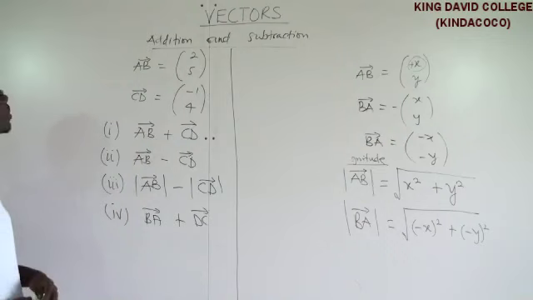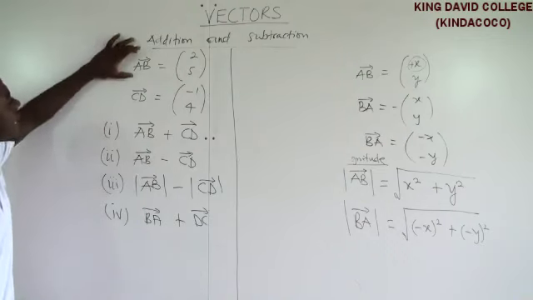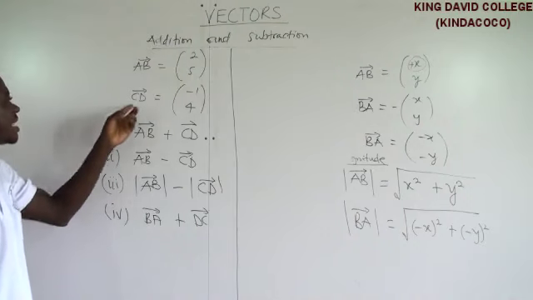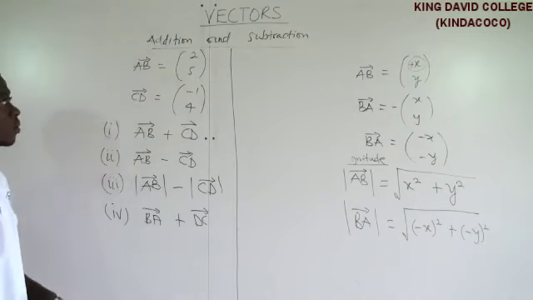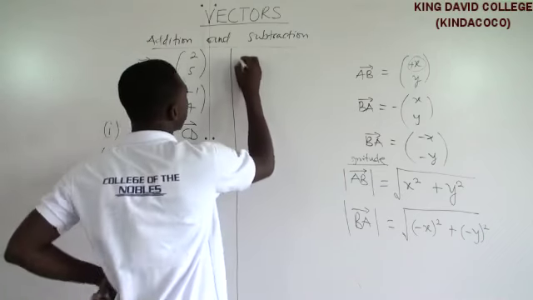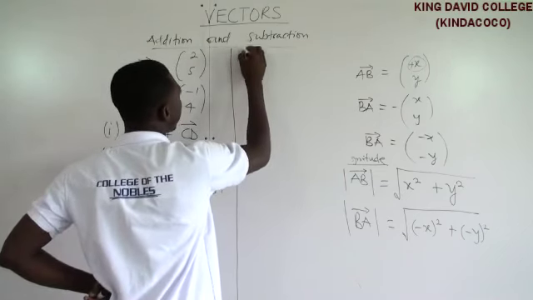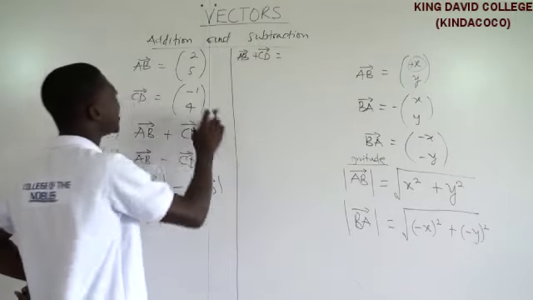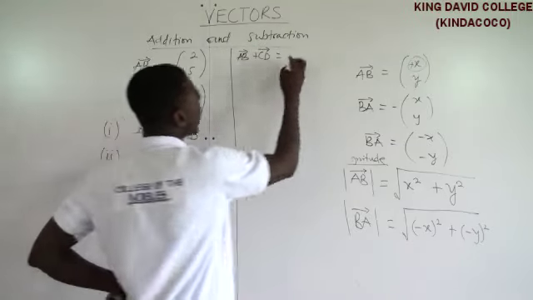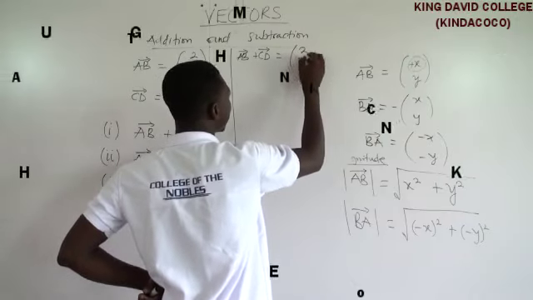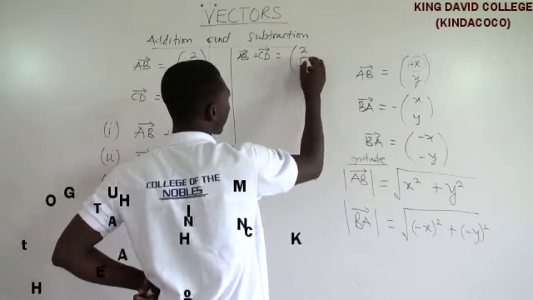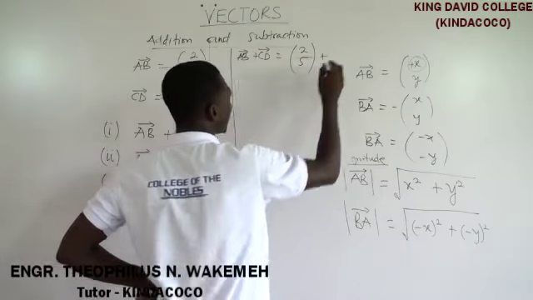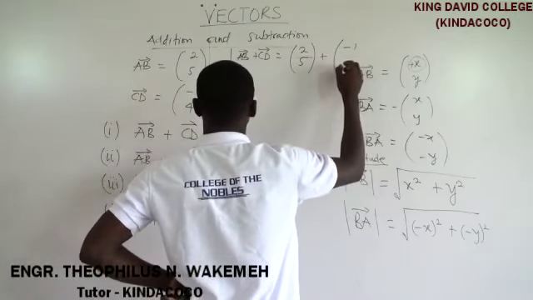So now what do we do here? We know our vector AB to be 2 and 5, and our vector CD to be minus 1 and 4. So if we are looking for the sum of AB plus CD, it's just going to be this vector plus this vector. So this is going to be 2, 5 plus minus 1, 4.